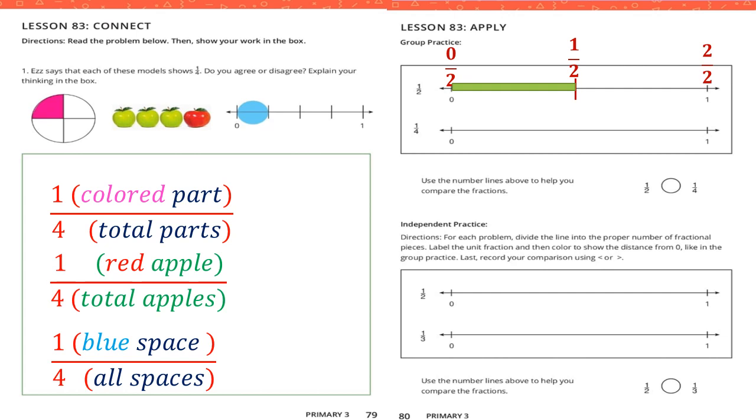By the same way, let's represent 1 over 4. Look at the denominator. The bottom number is 4. It means 4 equal parts. We want to split this number line into 4 equal parts by making how many dashes?